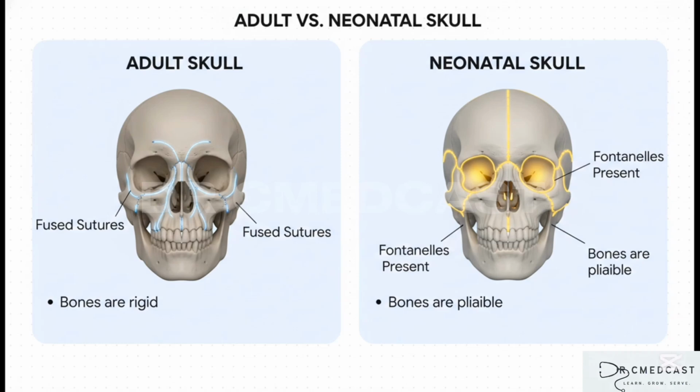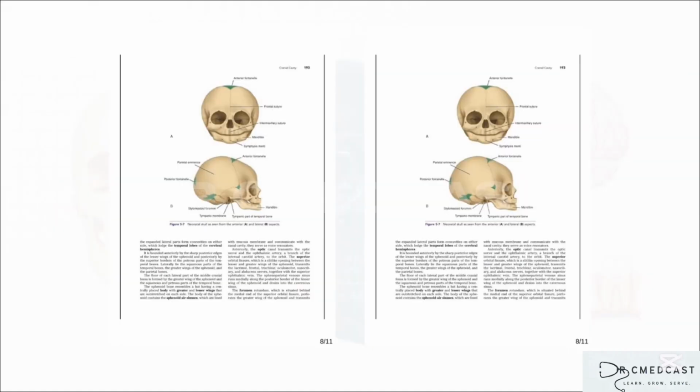An adult skull is a fortress. It's rigid, unyielding. The newborn skull, on the other hand, is a work in progress. Its bones are still separate and pliable. And then, of course, you have the fontanelles, the famous soft spots, a feature that is completely unique to the infant skull. And these fontanelles, these membranous gaps between the cranial bones, are just a marvel of biological engineering.